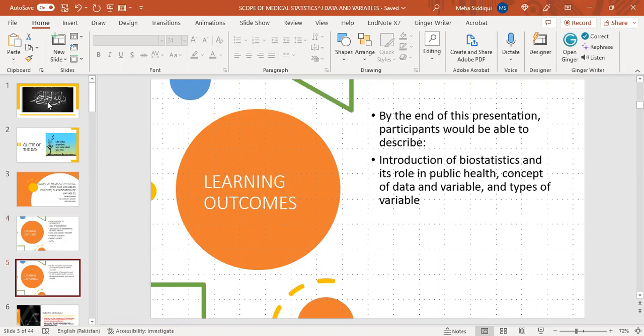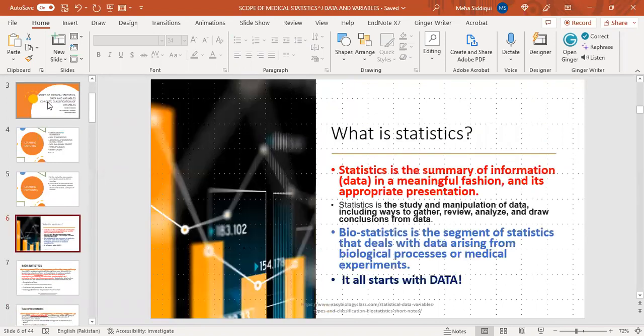Learning outcomes. By the end of this presentation, participants will be able to describe the introduction of biostats and its role in public health, the concept of data and variable, and types of variables. What is statistics? Statistics is the summary of information or data in a meaningful fashion in its appropriate presentation. It is the study and manipulation of data, including ways to gather, review, analyze, and draw conclusions from data.